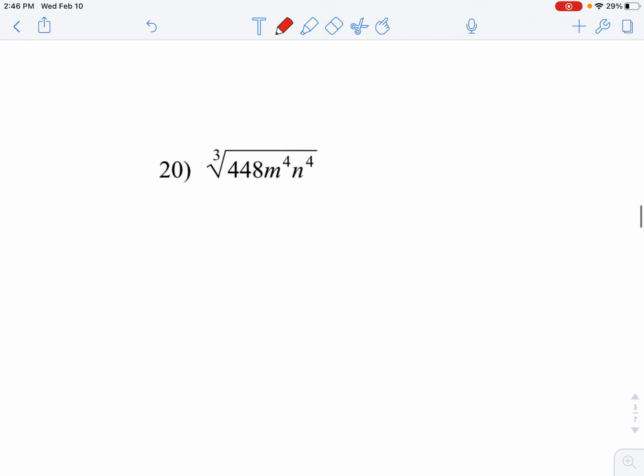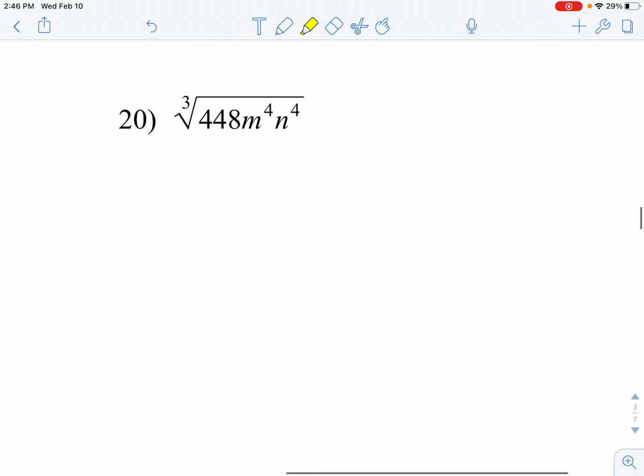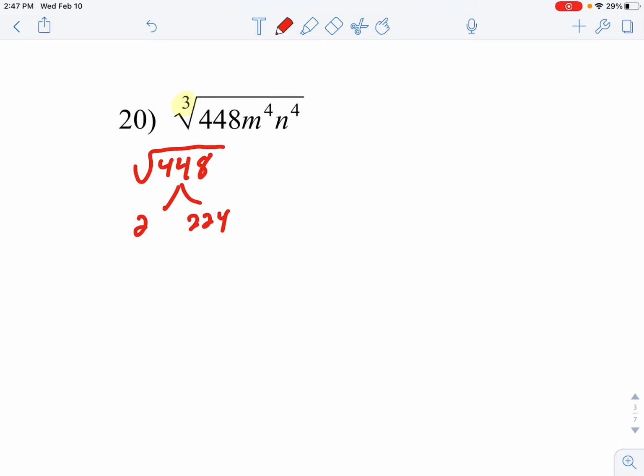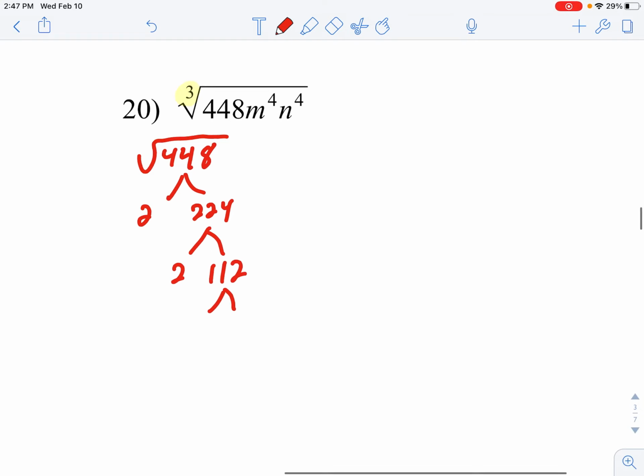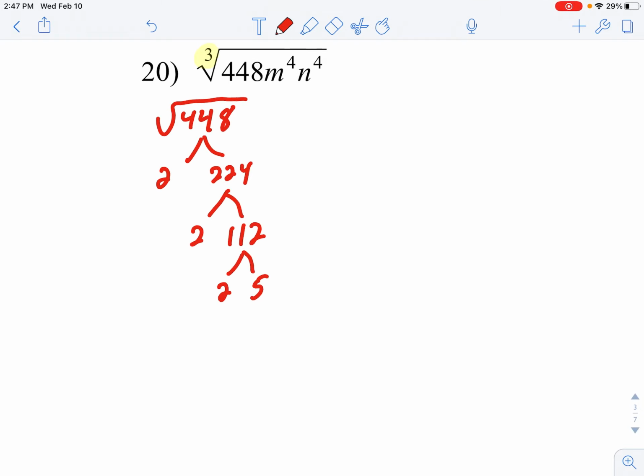Okay, number 20. Again, another cube root. So let's look at the numerical part. 448. Well, they're even numbers, so I can divide by 2. That's going to be 224. 224 is even. That's going to be 112. 112 divided by 2, 56.